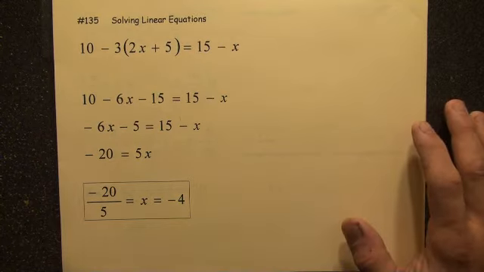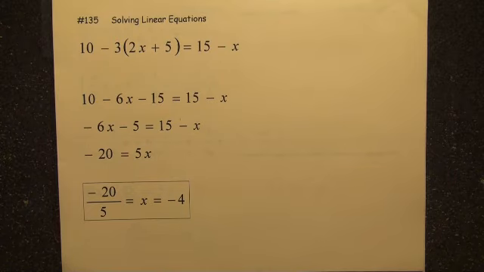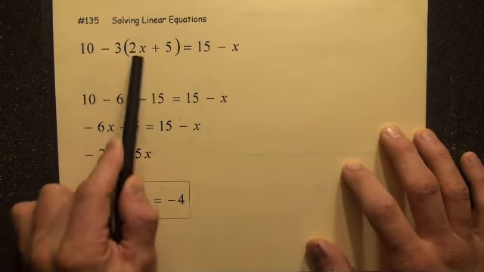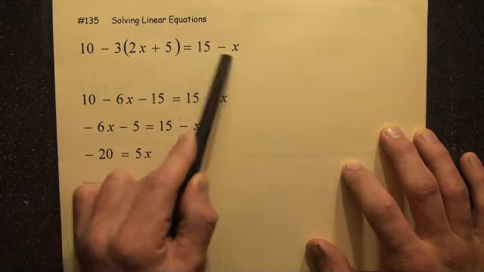Video number 135, solving linear equations. In this problem, as we can see, we're going to be using the distributive property, and a very common mistake, and I want to make sure everybody's aware of this. You see, this is 10 minus 3 times quantity 2x plus 5 equals 15 minus x.